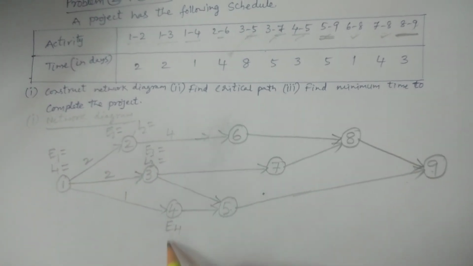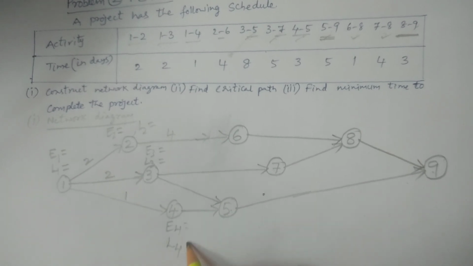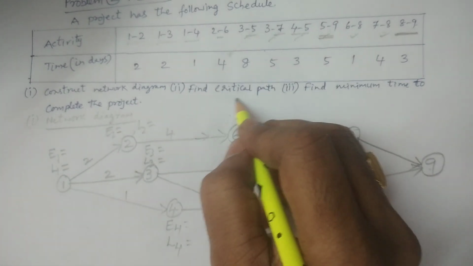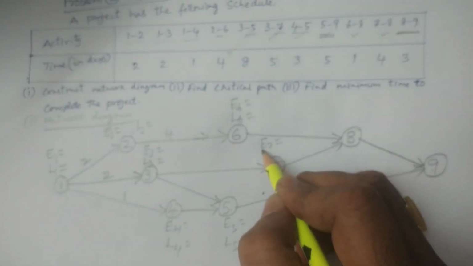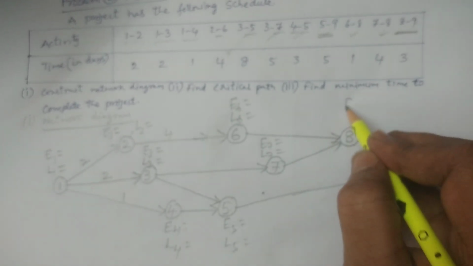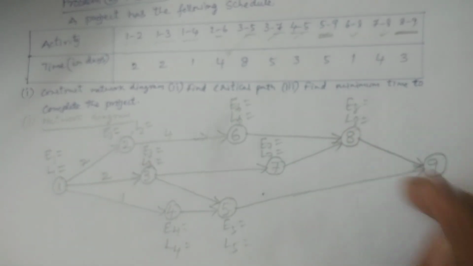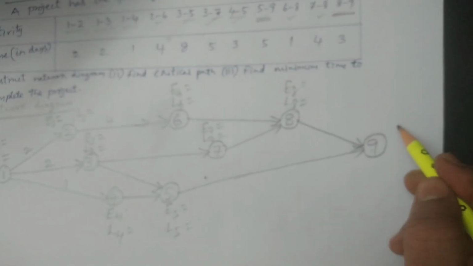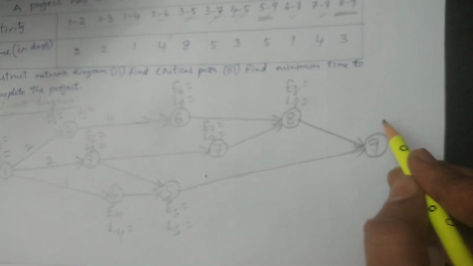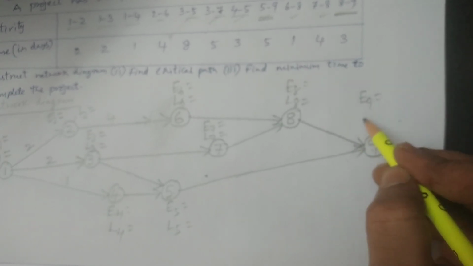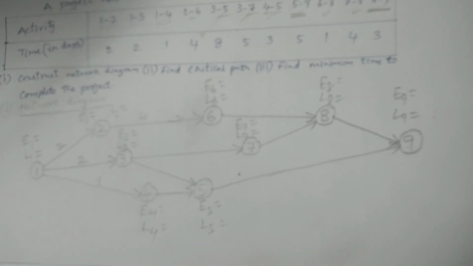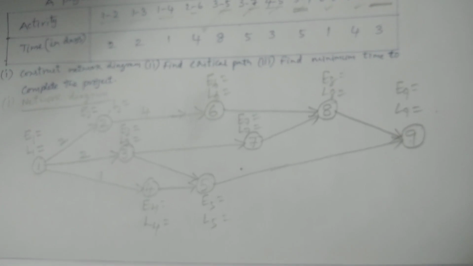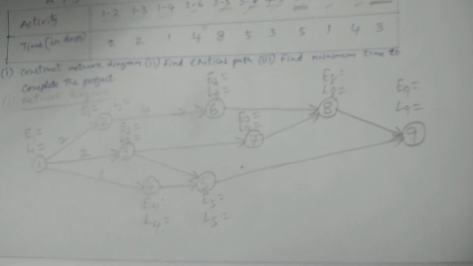Here E4, L4. E5, L5. E6, L6. E7, L7, E8, L8, and E9, L9 I consider at the end. Okay, and I start the calculations, the forward pass calculations.